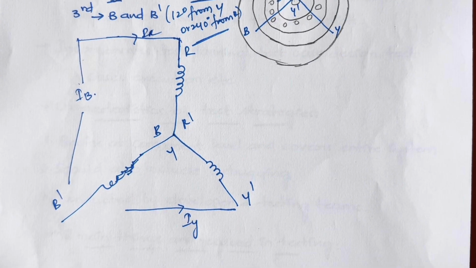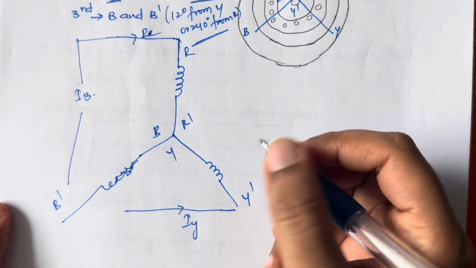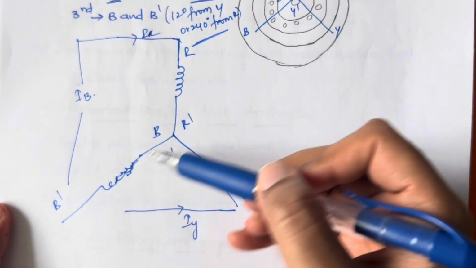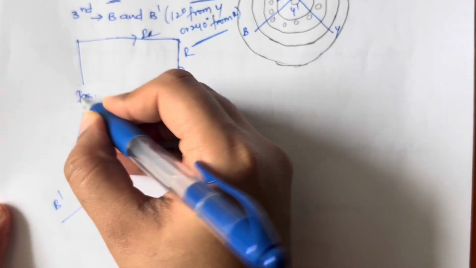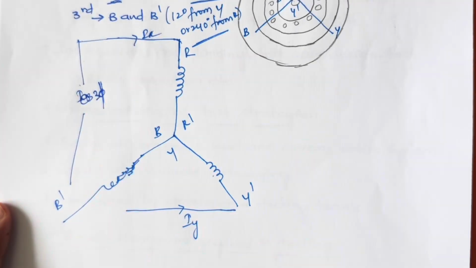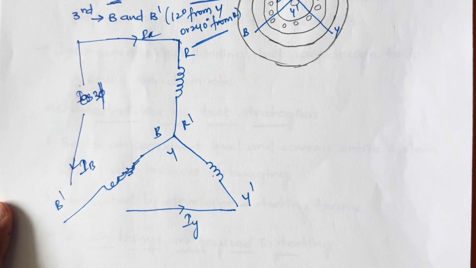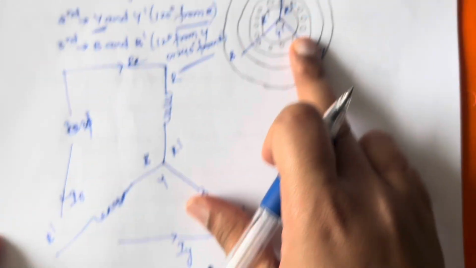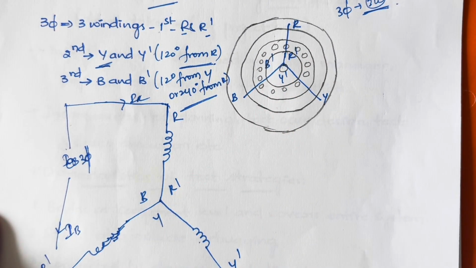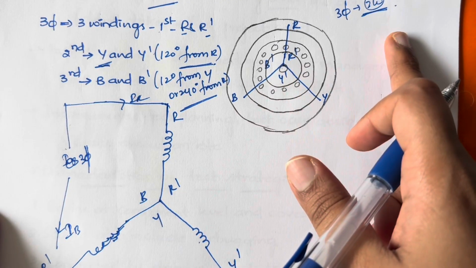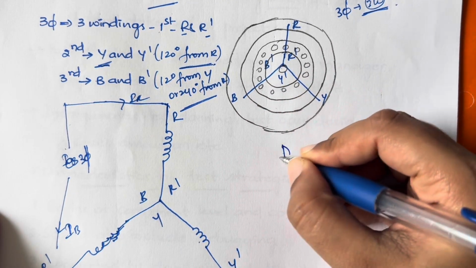Now all these together, this R, this B and this Y, are connected to a three-phase current, and then we have the IB also here. Whenever you have these three windings connected to the machine, what will happen? Automatically current will start. So AC current will start.